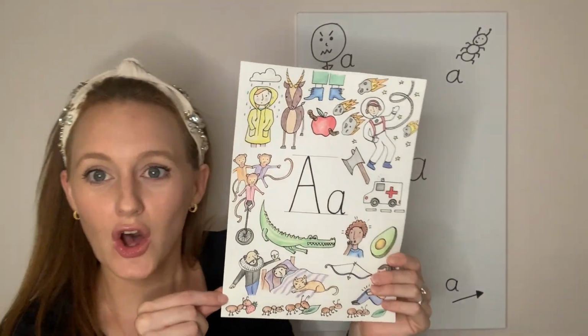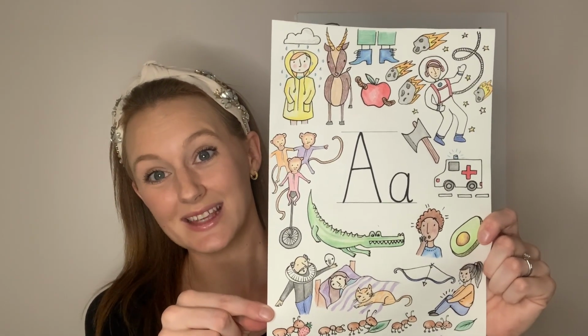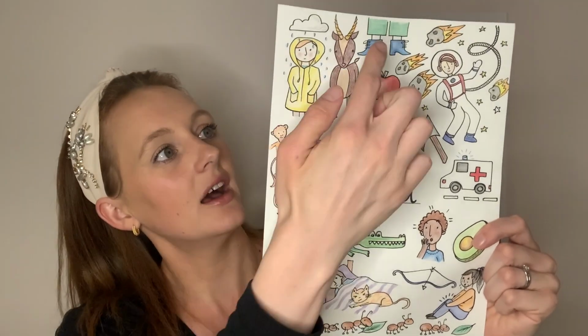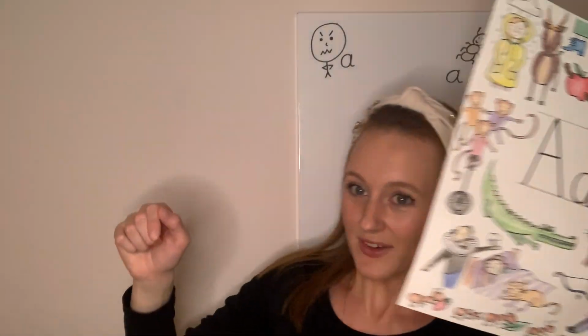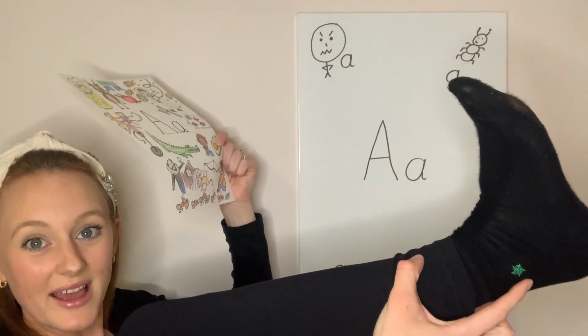Wow, it's all here. Shout out the at words that you can see. I can see an ankle. Can you point to your ankle? See if I can get my ankle up. I can't show you. This is your ankle. I've got a little star on my ankle today.